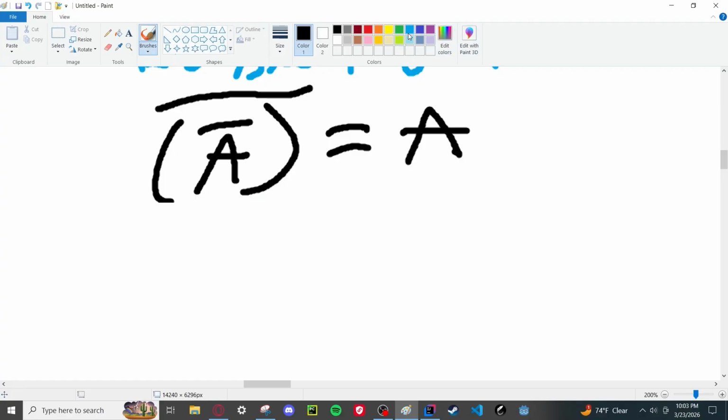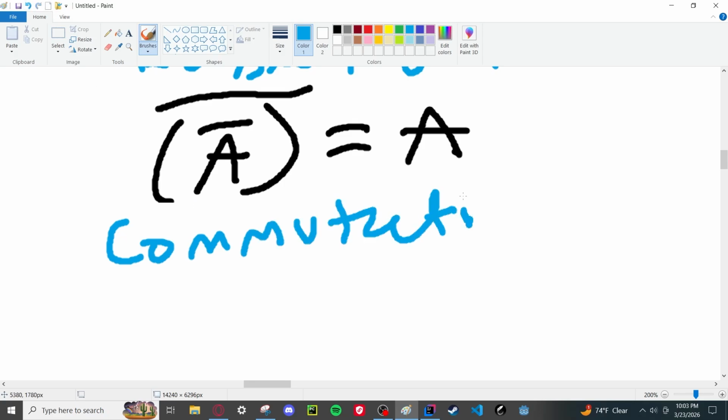Moving on, we have the commutative law. Commutative law. I don't even know what I'm saying, bro. Commutative law. You might have heard this word in math before. All it means is that the order of your operands doesn't really matter.